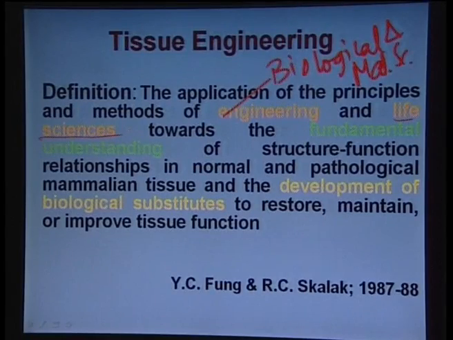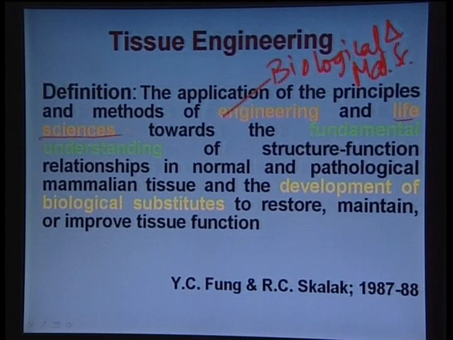Basically you want to understand the structure property relationship in these tissues, and if required, with this understanding you would be able to develop some tissue engineering replacement materials, or in other words biological substitutes, to restore, maintain or improve tissue function. Whatever the tissues ultimately serve as a certain purpose or certain biological functions, your biological substitute should be able to do those functions. So, that was the ultimate aim of the tissue engineering substitutes.